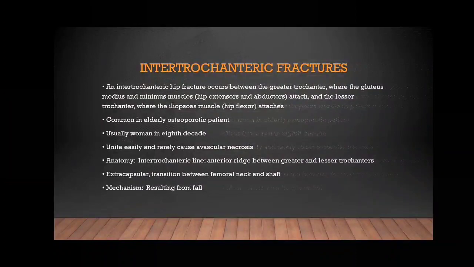Usually it is an extracapsular fracture seen in elderly osteoporotic patients, women in the 8th decade. They unite easily as it is extracapsular and a cancellous area of bone, so non-union is seen rarely, if at all. It also never causes avascular necrosis. So in anatomy, what we have to know is the intertrochanteric line. This is the anterior ridge between the greater and lesser trochanters, the extracapsular transition between the femoral neck and shaft, and the mechanism of injury is again a trivial fall.